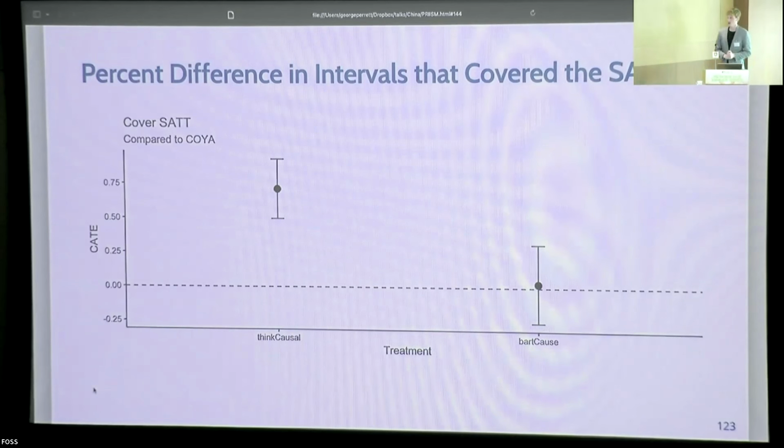And the model underneath think causal and BART cause are exactly the same. But as we've seen in the last few plots, when they're actually used in practice, there's a considerable difference between the two. And so scaffolding methods and building methods that are more accessible makes a massive difference in terms of actually utilizing and leveraging the strengths of the method.